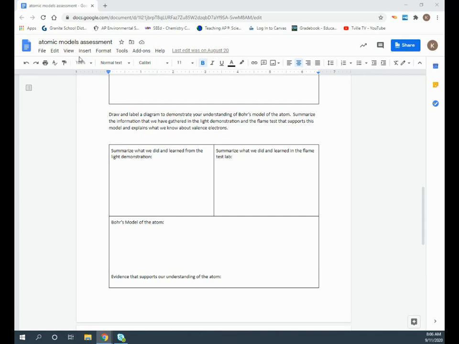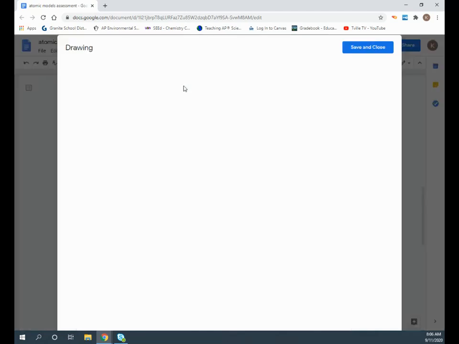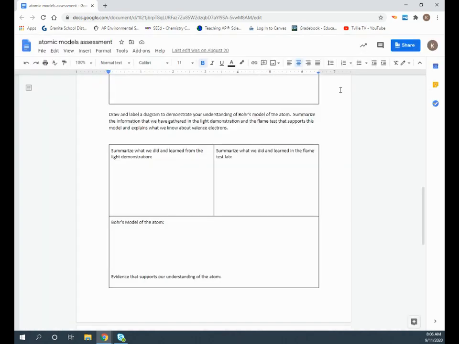You can do that by clicking this insert button and clicking on drawing and then new. That's how you can create a drawing here in Google Docs. If you would prefer to print out this assessment and take a picture, that's also an acceptable way to draw Bohr's model of the atom.